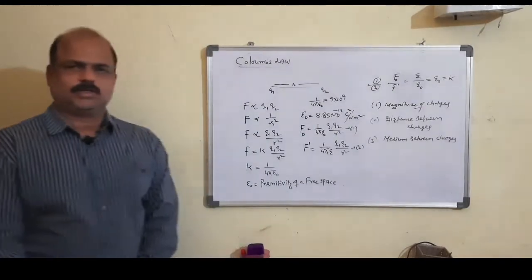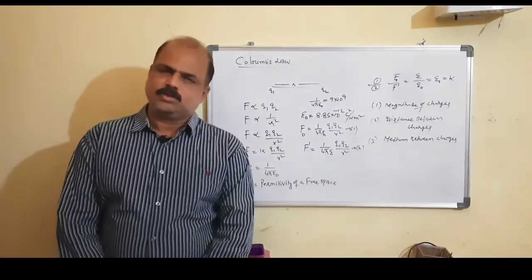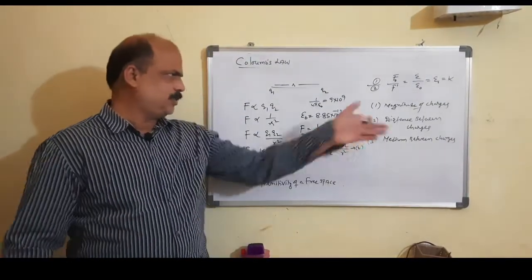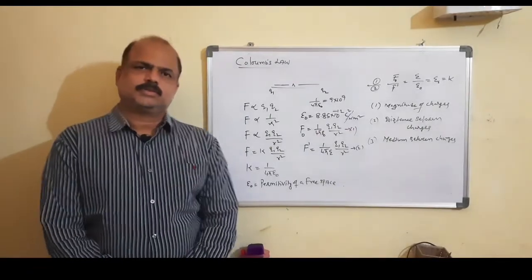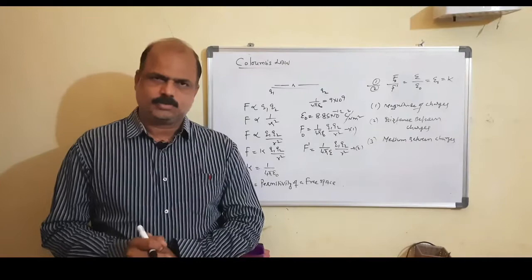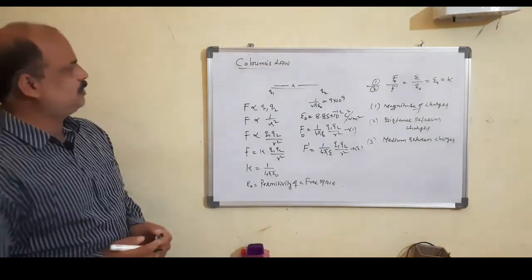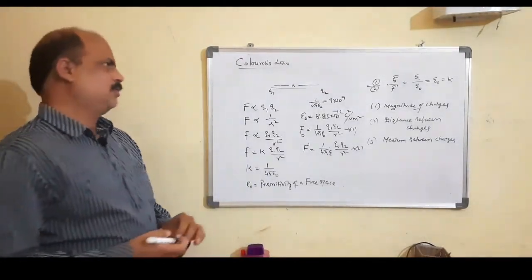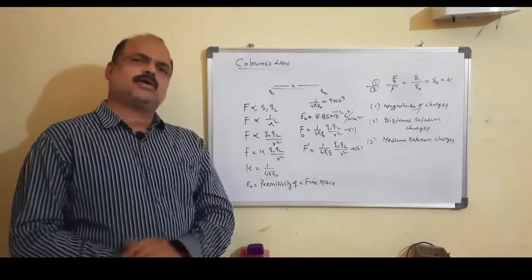These three factors. That means the electrostatic force between the two charges depends upon these three factors. So this law is also called the inverse square law. What is the statement of this Coulomb's law? The force of attraction or force of repulsion.